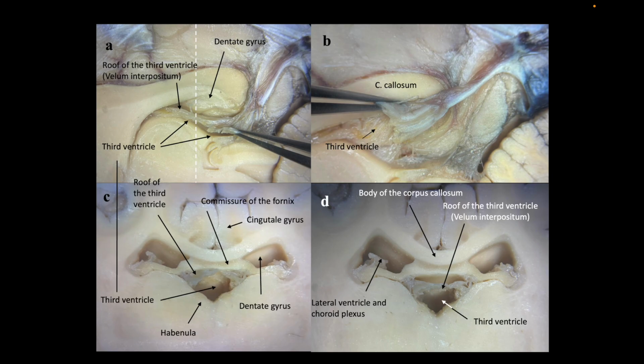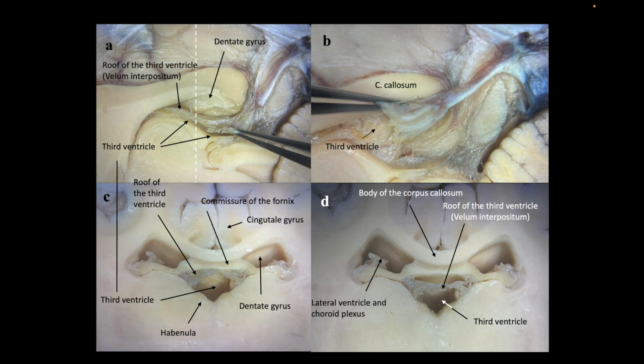On image B, we have taken with the forceps this roof of the third ventricle, and we have moved it dorsally, so we see the third ventricle, and also these yellow structures are the choroid plexus of the third ventricle. On image C and D is a transverse section, so you can see the corpus callosum and the commissure of the fornix underneath, and this whitish area underneath the commissure of the fornix is the roof of the third ventricle that can be separated ventrally from the fornix. This is in image D.